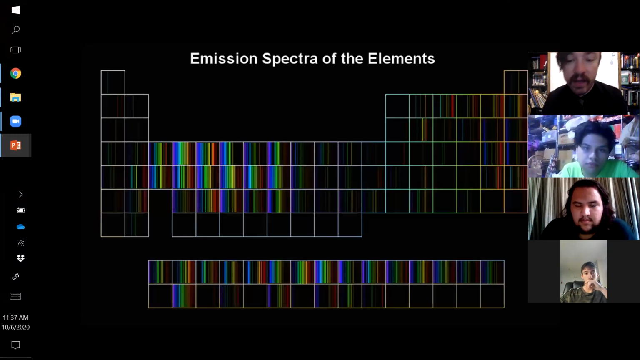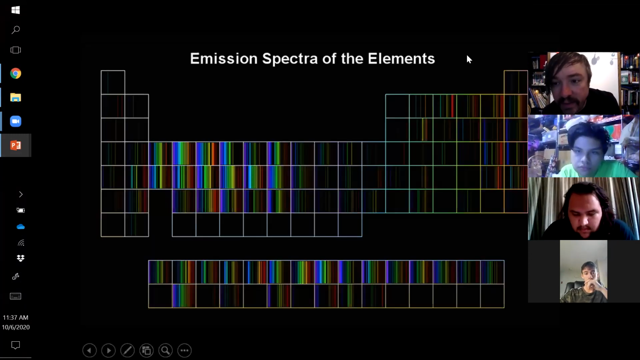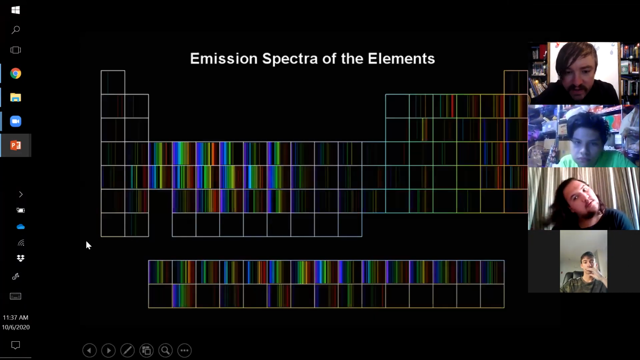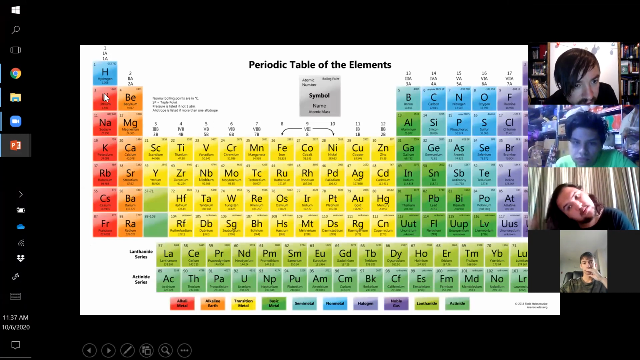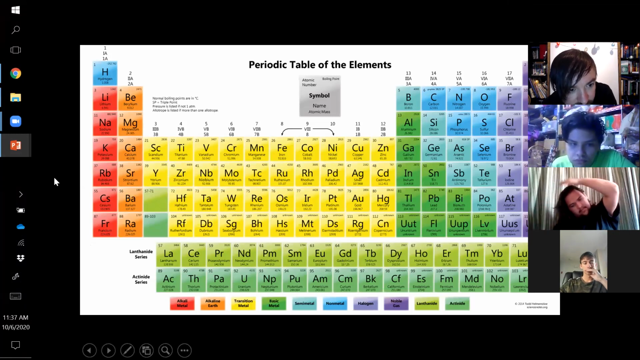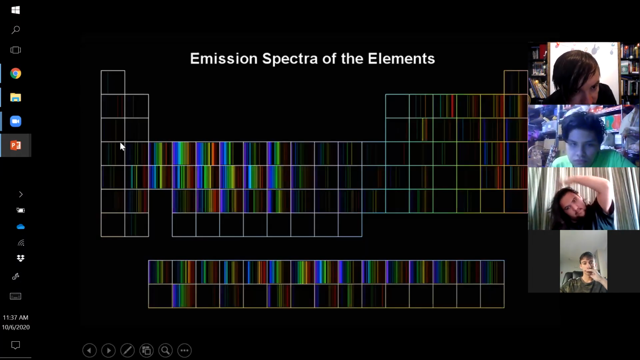You'll remember that I showed you guys a periodic table of the elements where instead of showing you the symbol of the element, I'm instead showing you what their emission line spectra looks like. Now let's count to see where tungsten is. 1, 2, 3, 4, 5, 6 down. 1, 2, 3, 4, 5, 6 over.